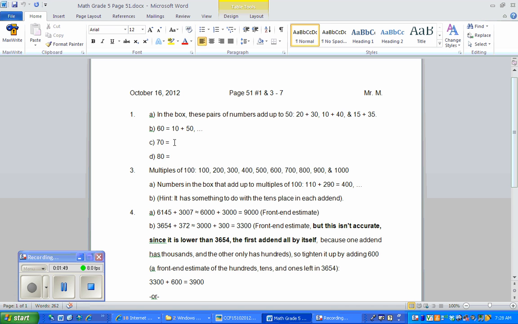And for question 1C, I'll let you see if there are pairs of numbers that add up to 70. And for question 1D, you need to see if there are pairs of numbers that add up to 80.